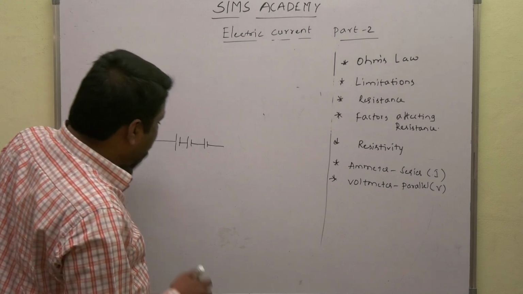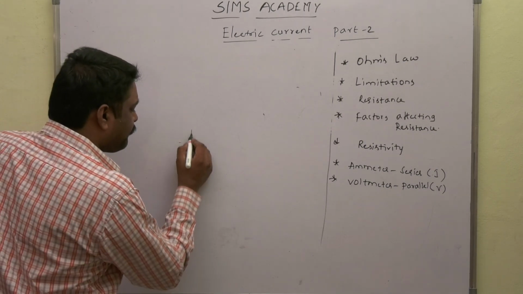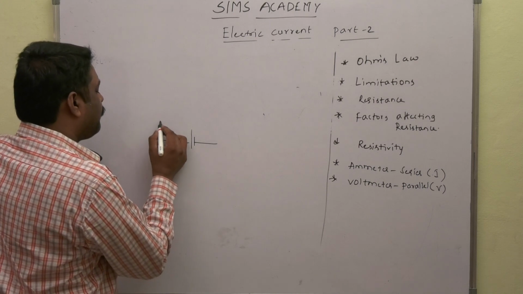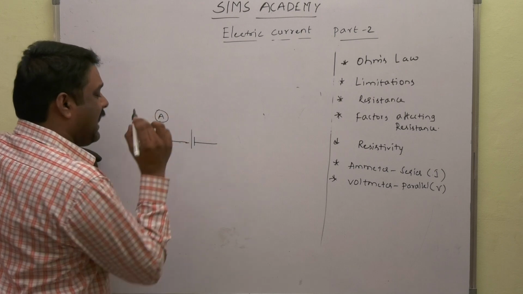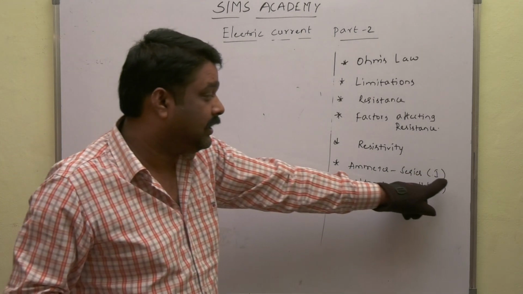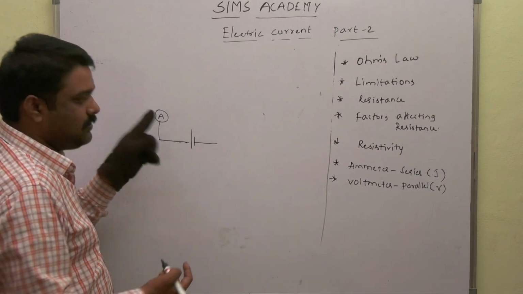Now let us connect a cell and an ammeter. The ammeter measures electric current and it should be connected in series in the given circuit.